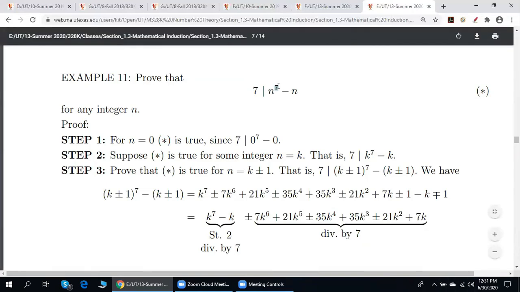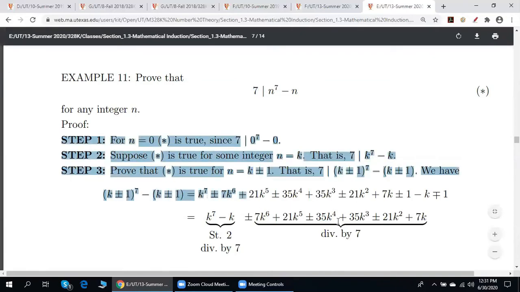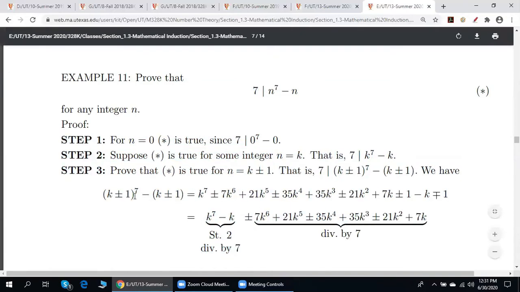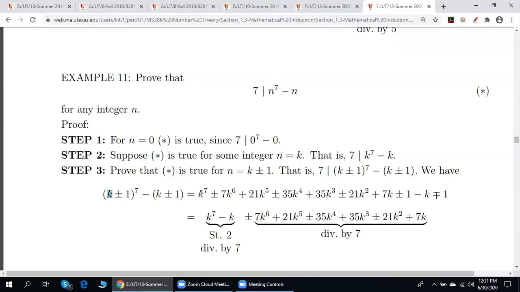Because if you replace 7 by p everywhere over here, you'll get k plus or minus 1 to the p's power. And then if you expand parentheses here, you will get binomial coefficients. Therefore, the next step would be to prove that each binomial coefficient here is divisible by p. How would you prove it?